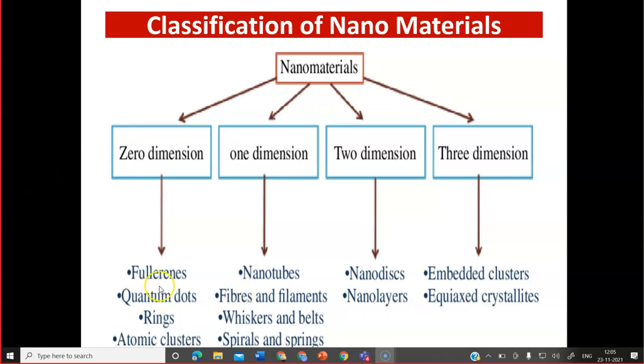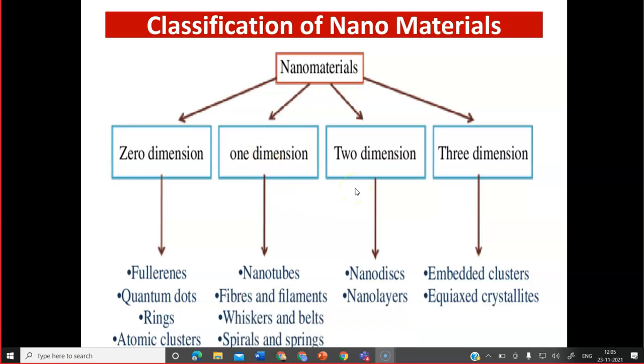So fullerenes, okay, we are going to see this in detail. Fullerenes, then quantum dots, then rings and atomic clusters. Out of that, fullerenes we are going to see in detail. Whatever is mentioned in the syllabus, that only we are going to see. So fullerenes we will study, that is 0 dimension. When you consider 1 dimension, nanotubes. Nanotubes are 1 dimension. So fibers and filaments, nanotubes we are also going to study. Then fibers and filaments, viscose, belts, spirals and springs have 1 dimension.